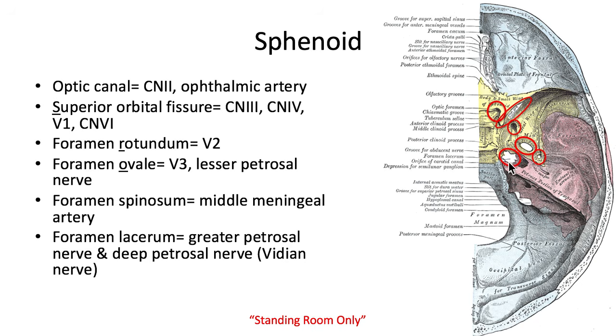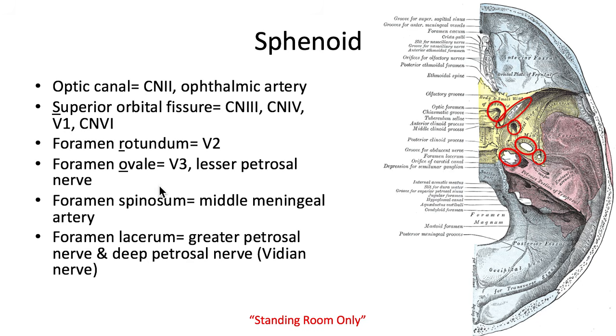And then we finally have the foramen lacerum. This is this hole between the sphenoid, temporal, and occipital bones. This one transmits the greater petrosal nerve and deep petrosal nerve. Both combined together is called the Vidian nerve, or nerve of the pterygoid canal. That's both the greater and deep when they're combined.